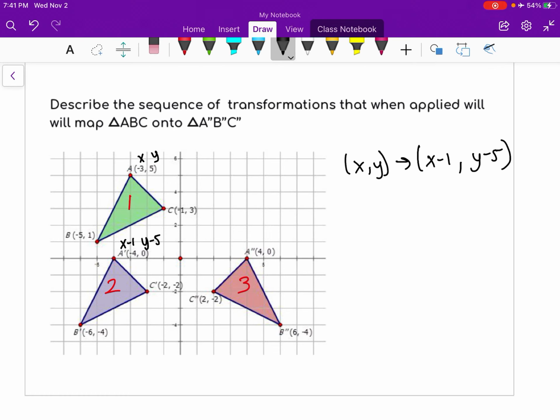Now let's compare this point to A double prime. If you look carefully, the only thing that's changed is that the x-coordinate went from a negative to a positive. So this should give us the equation negative x positive y. So all throughout this unit, all we've done is compare 2 coordinate points to determine the algebraic description.